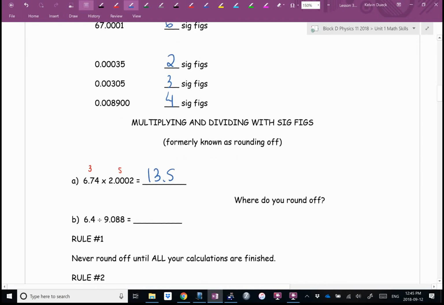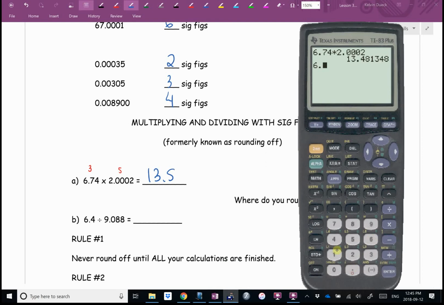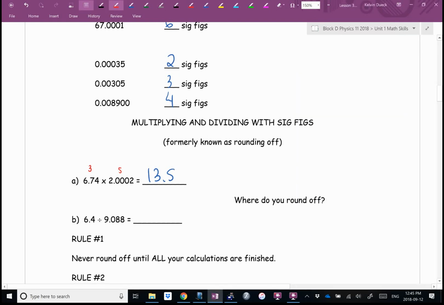So, 6.4, type it in as is. Don't round off beforehand. 6.4 divided by 9.088. 6.4, how many sig figs is that? In your notes right now, write a little 2 there so you know what you're doing. In the homework, you'll probably get good enough that you don't need to write those little numbers down. And if you do, great.